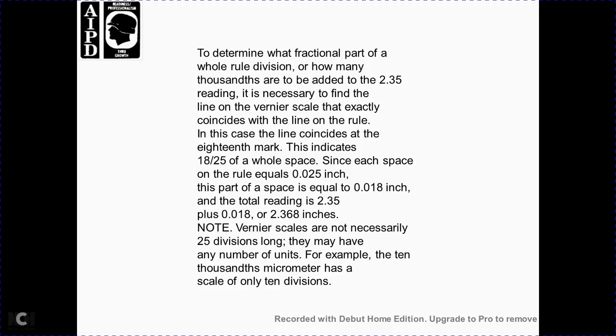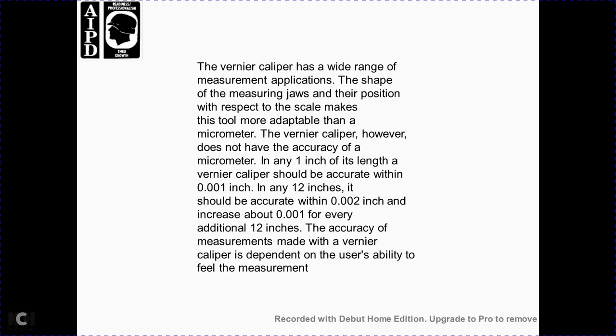Then line 18 coincides, and 18 indicates 18/25 of the whole space, and each of the spaces equals 0.025 inches. The part of the space is 18/1000ths of an inch, and the total reading is 2.35 plus 18/1000ths of an inch, or 2.368 inches. Note that the vernier scale is not necessarily 25 divisions long, but may have other numbers of units. For example, the 10,000th micrometer has a scale of only 10 divisions.